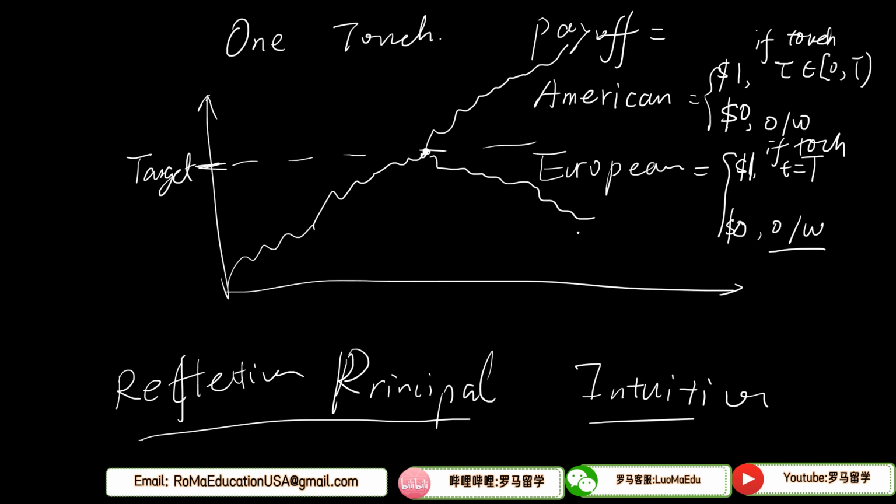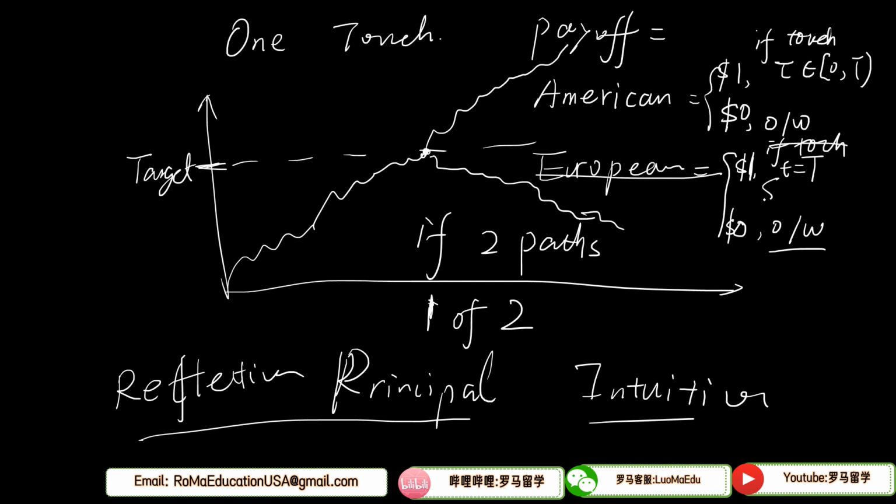This principle says if there are two paths and they both hit the target, they share the same path before the target. After they touch the target, there will be a reflection, so they will be mirror images of each other. So in this case, if there are two paths which hit the target, one of these two paths leads to the final underlying price S at capital T larger than the target. The other path will lead to your S at capital T smaller than the target.